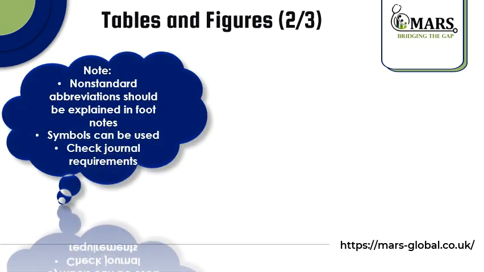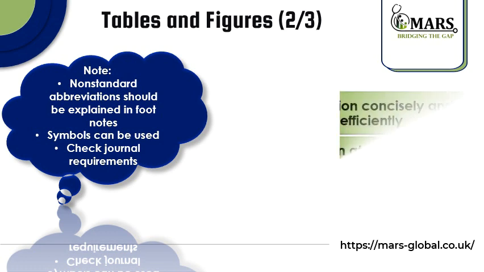We need to keep non-standard abbreviations in footnotes. So these are abbreviations which are specific to a particular field but not known by everyone. Symbols can be used, and we always need to check the author guidelines or journal requirements.